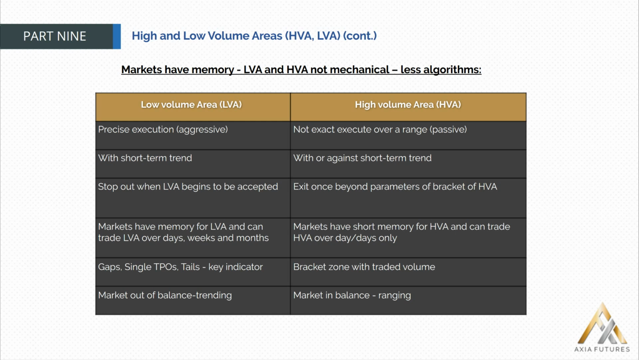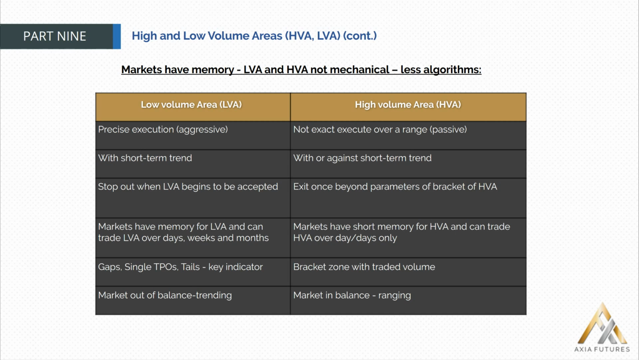We're now going to take a look at a table comparing the high volume area and the low volume area. Firstly though, it's important to understand why we utilize high and low volume areas to develop trade strategies. The basic premise is that markets have memory, and that is why low volume areas and high volume areas work well. But these types of strategies are not easy to automate, and by that definition they can be very profitable strategies for us because there are fewer algorithms interfering.